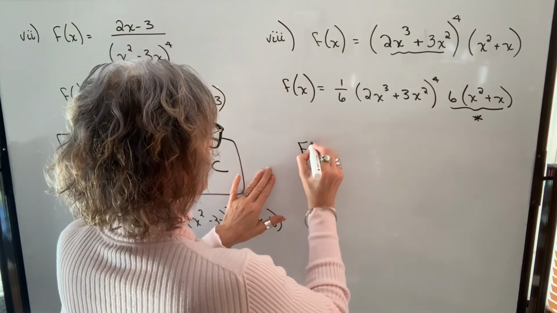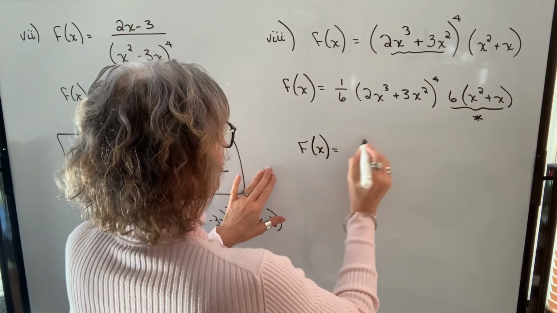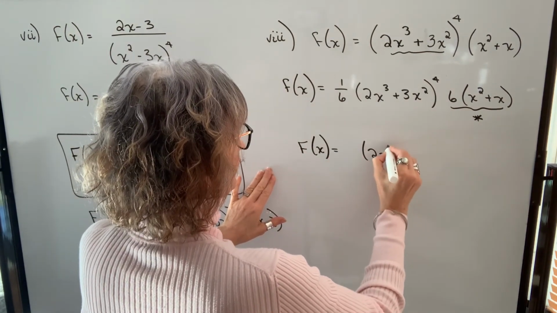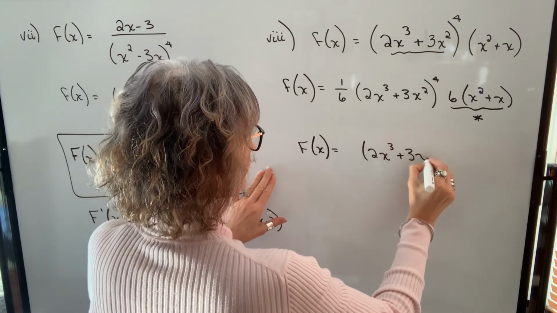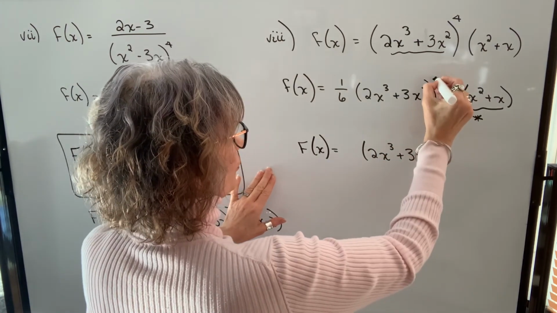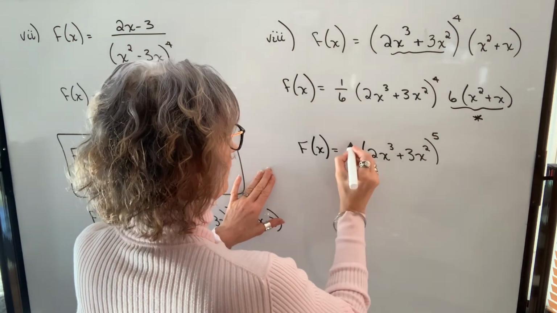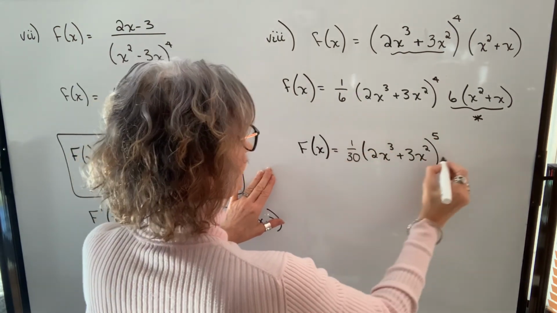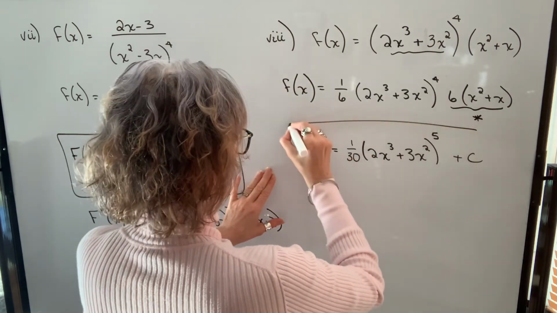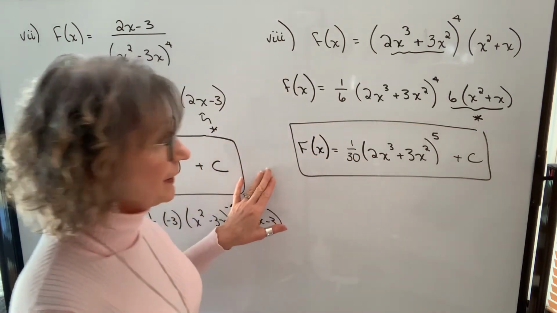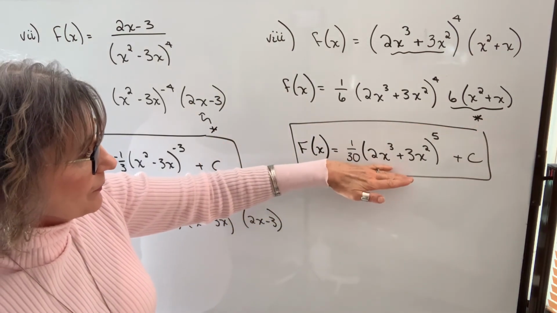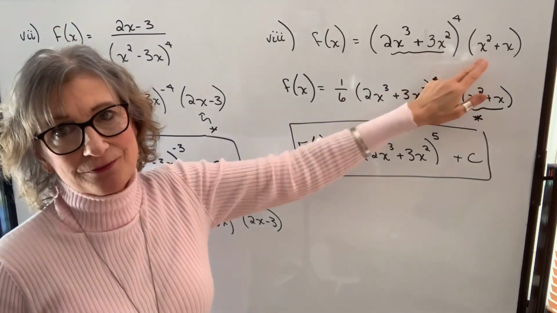So the antiderivative will be my power, or my function, to the power of 4 plus 1, which is 5. Divide by 5. 1/6 divided by 5 is 1/30. That's my antiderivative, and I can quickly check to see if the derivative of this is actually this.